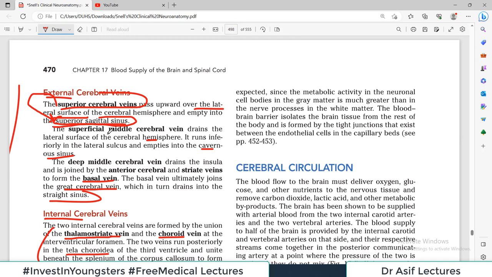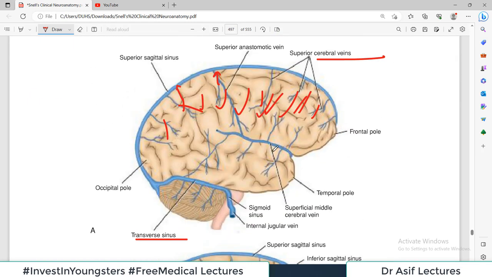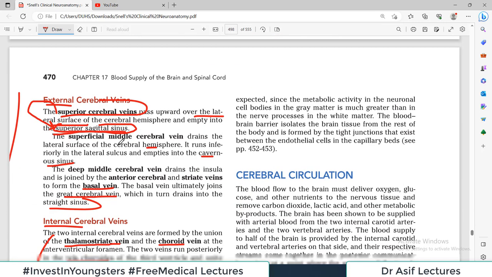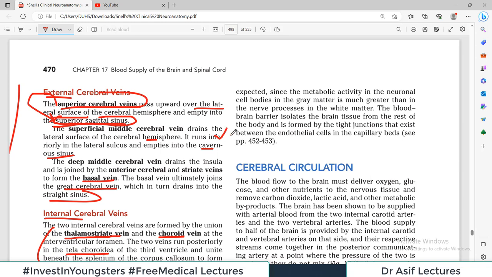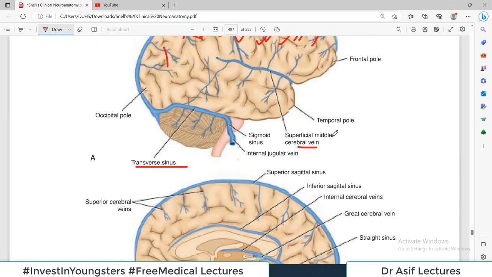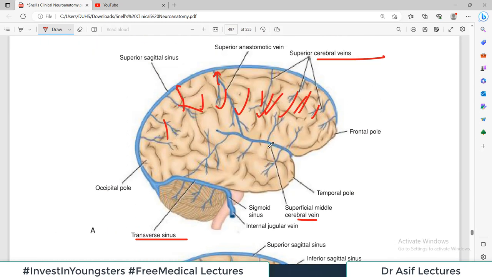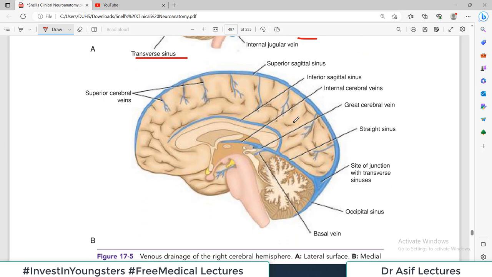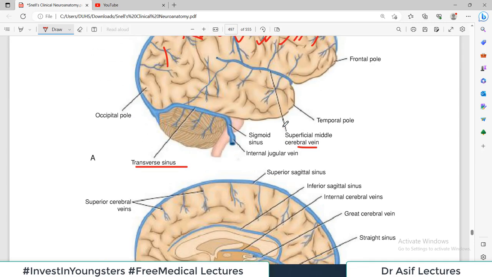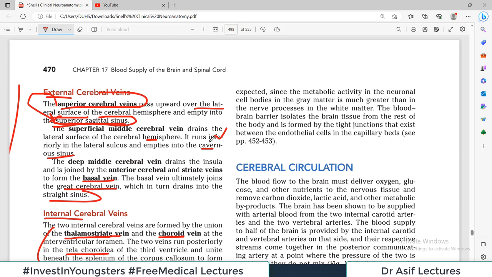Then we had the superficial middle cerebral vein, and here you can see it. And where was it draining? It was draining into the cavernous sinus. So the superficial middle cerebral vein leads to the cavernous sinus. We have already discussed this separately in a video, which is why I went a little quick here, but I'm trying to give you an idea of how to go about it.